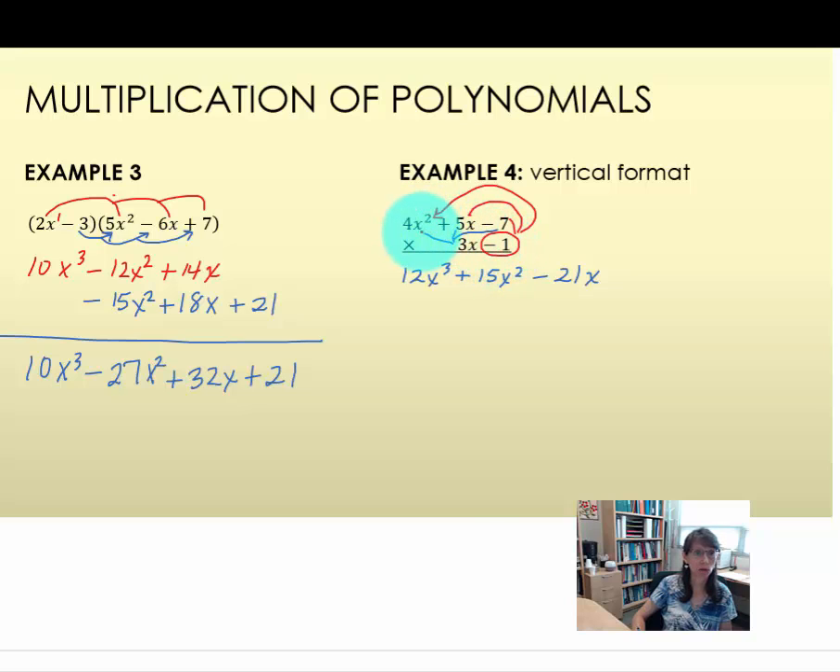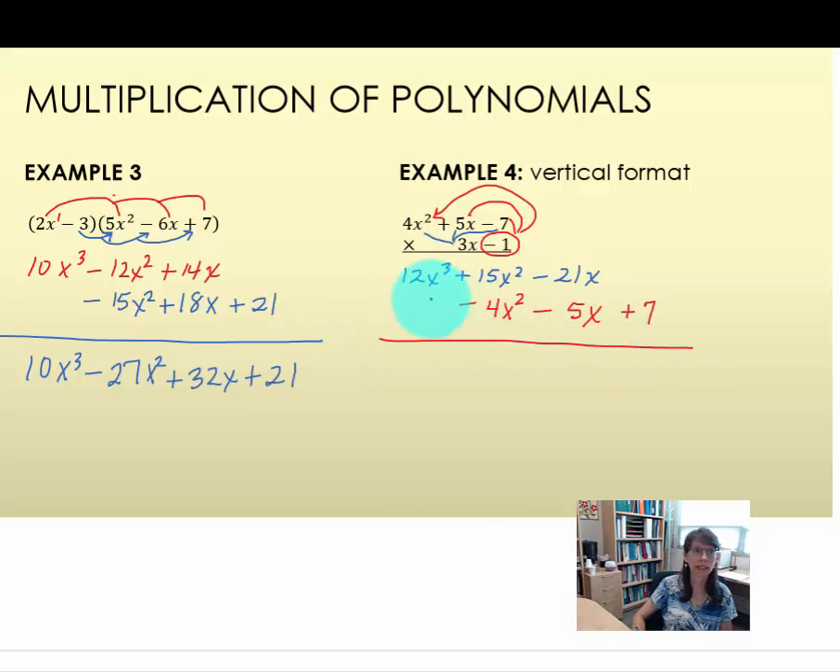Negative 1 times 4x squared would be negative 4x squared. So I'm looking at the exponents of the terms I already wrote so that I can line this product up with its same power. So I had negative 4x squared. Then I'm taking negative 1 and multiplying by 5x. That would be negative 5x. So again, lining that up with its like power. And finally, negative 1 times negative 7 would be positive 7. That needs a new column of its own.